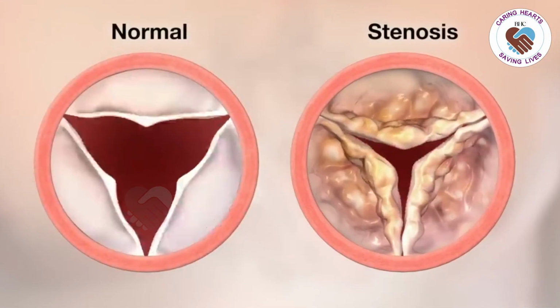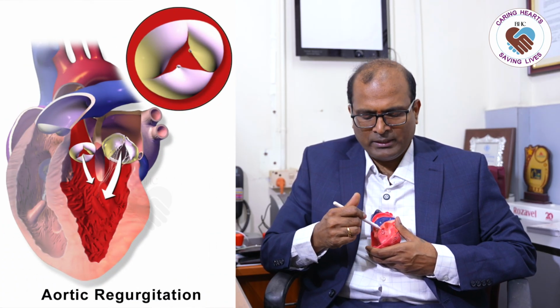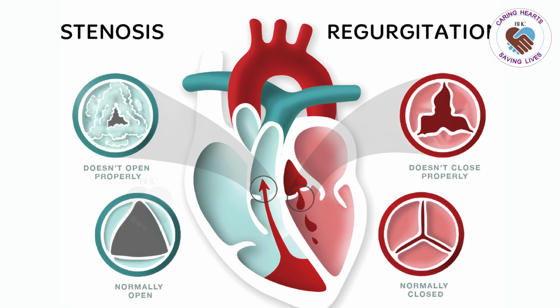If this valve is not going to function, that means if it is going to be a stenotic valve, that is restricted opening, or if it is going to be a leaky valve, that is the blood goes into the aorta but comes back again into the left ventricle, we call them aortic stenosis and aortic regurgitation respectively. Going on, we will be looking at the aortic stenosis alone in this particular video.